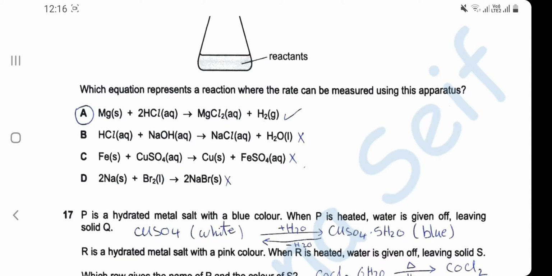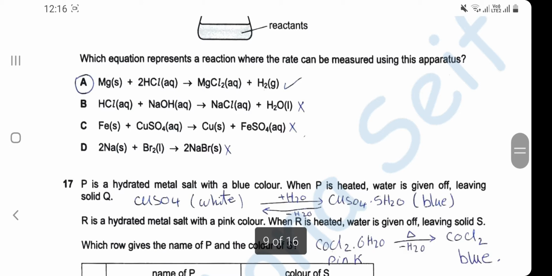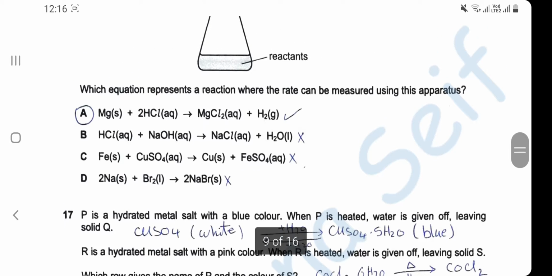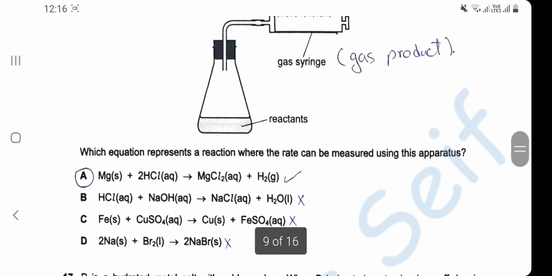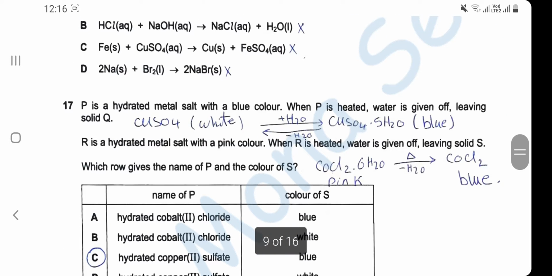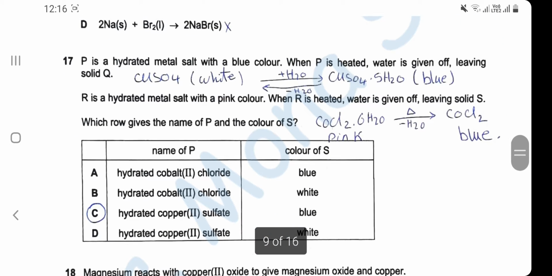Iron plus copper sulfate gives you copper metal and iron sulfate. Here also no gas is formed. And the third one, sodium plus bromine, gives you sodium bromide. It's also solid. The only equation with a gas formed is A, so A is the only correct one.